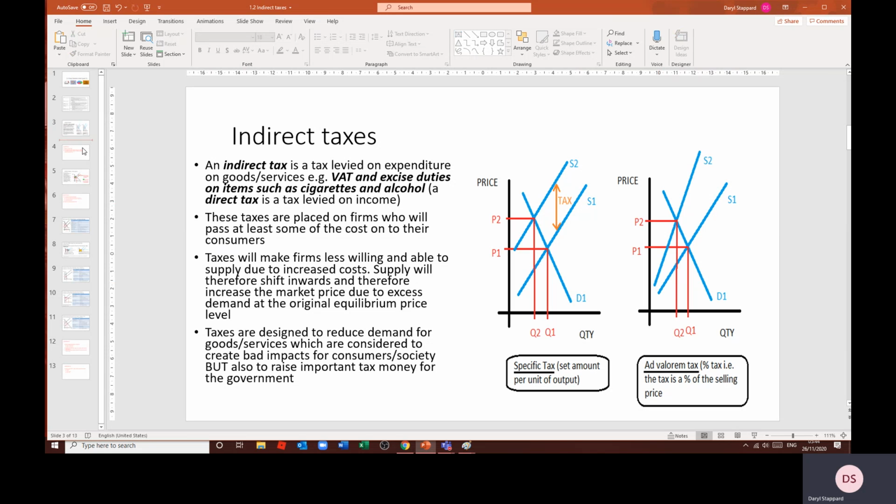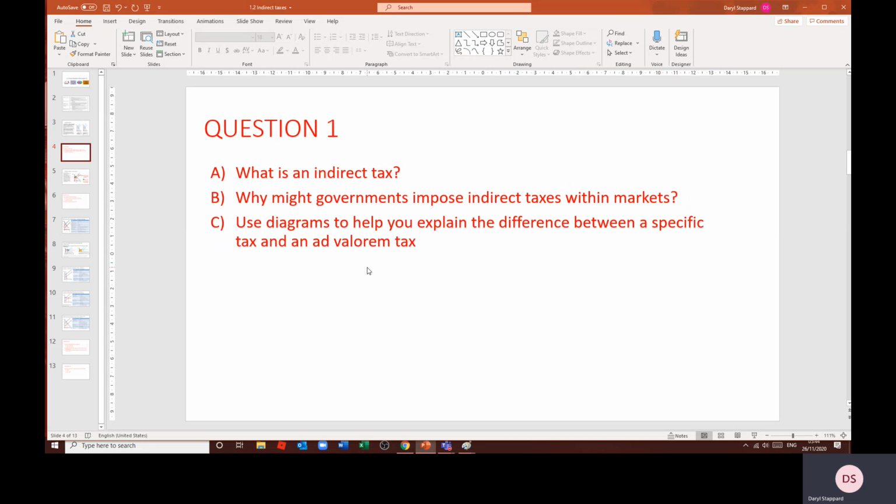Okay, right guys, what I would like to do now is just to reflect on what we've done so far. So can you please write down these questions into your books? So what is an indirect tax? Why might governments impose indirect taxes in markets? And then use diagrams to help you explain the difference between a specific tax and an ad valorem tax.